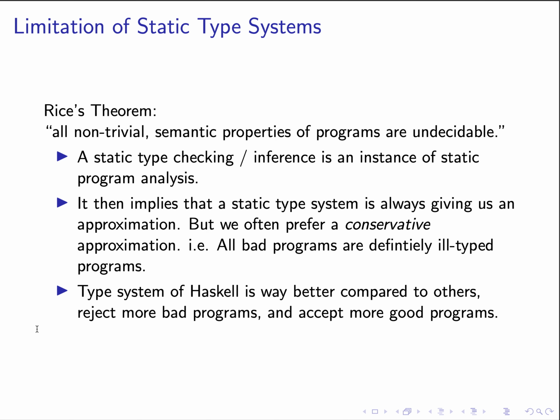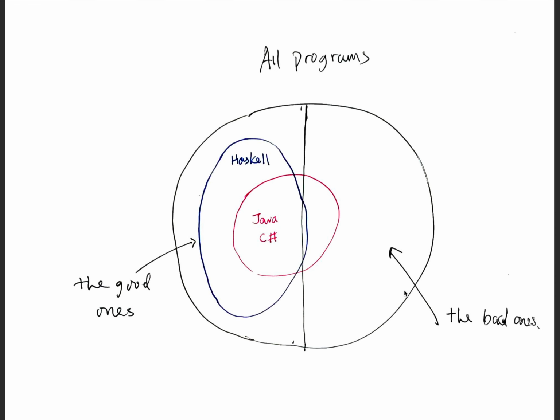That implies that when we're building a static type system, we can try to push the boundary, so that we are able to identify most of the bad programs and reject them as ill-typed programs. Fortunately, when we're working on Haskell code, the type system of Haskell is way better compared to others, and it rejects more bad programs and accepts more good programs. On the Venn diagram, let's say this big red black circle denotes all the programs, including the good ones and the bad ones.